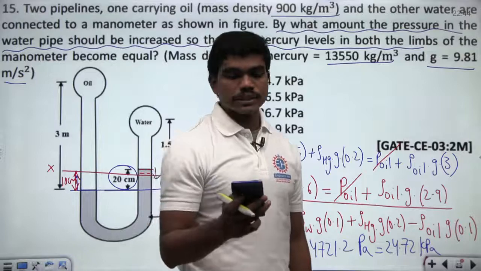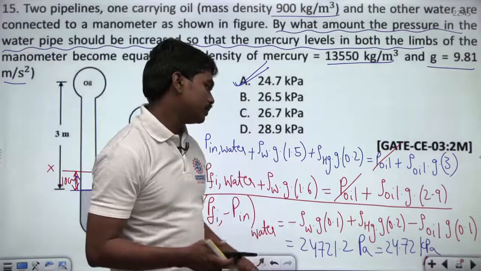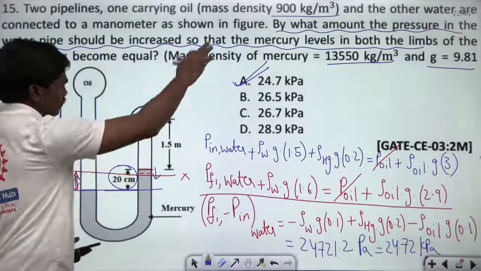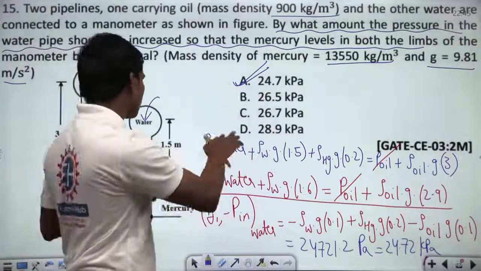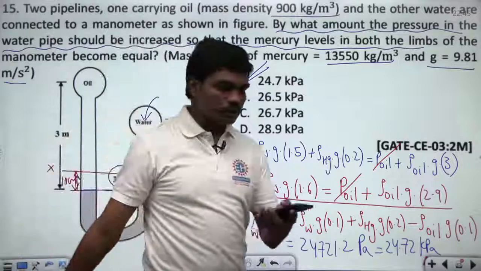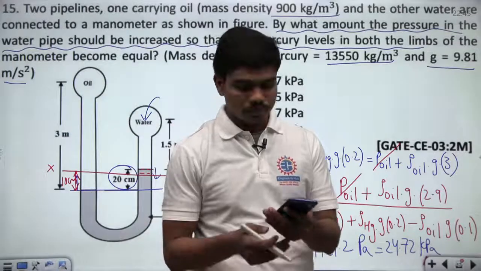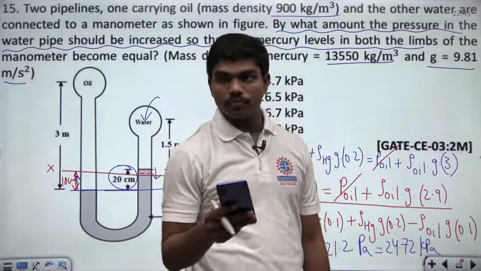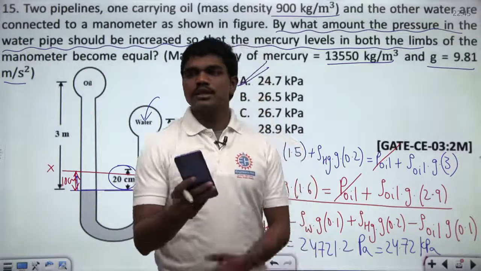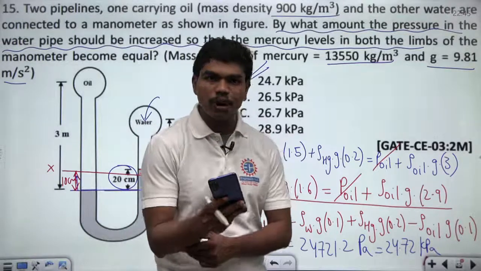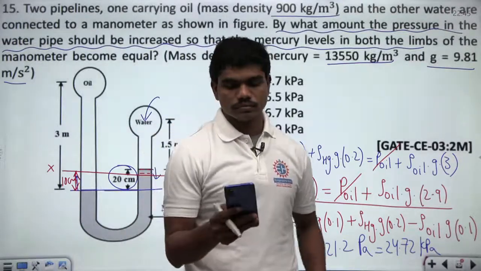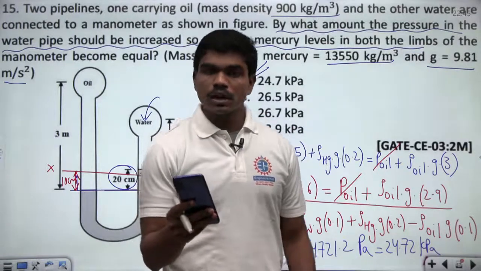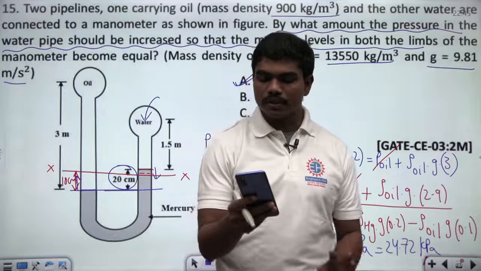Are you all clear up to this point? This is the increase in pressure which you need to apply on this water pipe so that both the mercury columns in both the limbs will be the same. Is that clear to all of you? Please do type in the chat box.